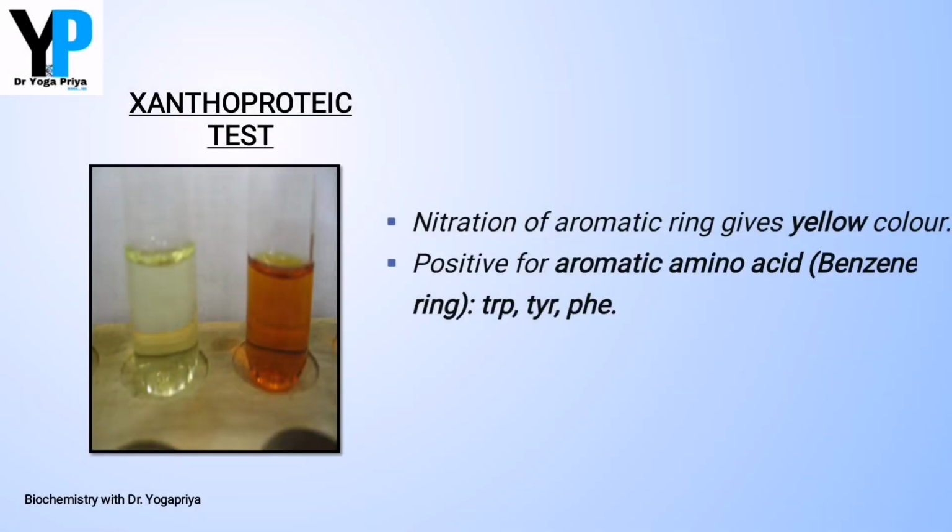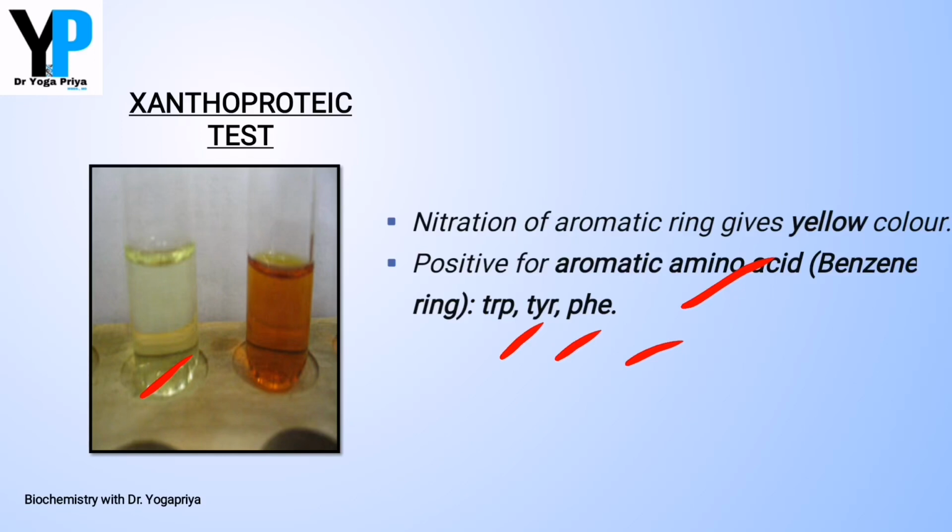The next one is the xanthoproteic test. This is specific for aromatic amino acids containing the benzene ring. Examples include tryptophan, tyrosine and phenylalanine. So the procedure here is we have to take a test tube and then add 3 ml of protein solution plus 1 ml of concentrated nitric acid.